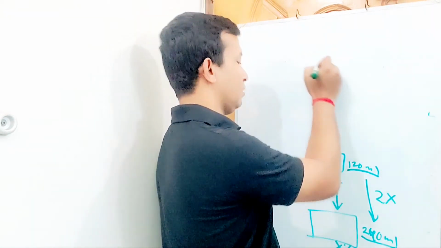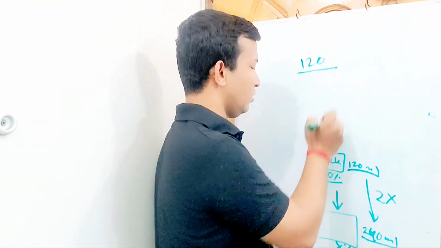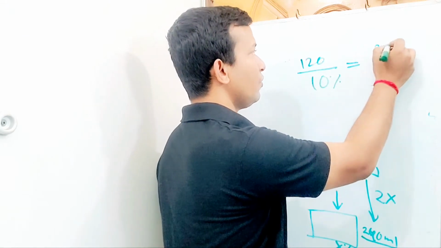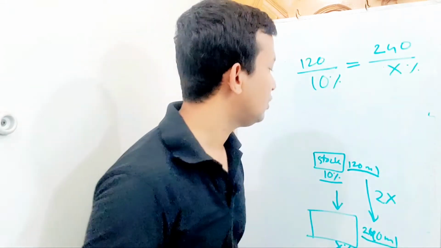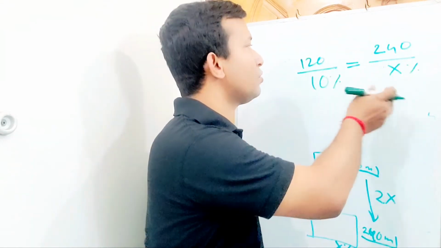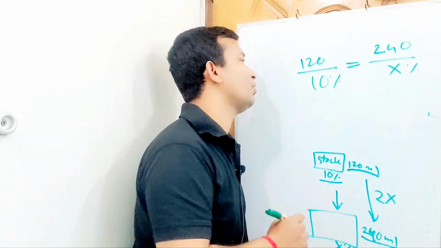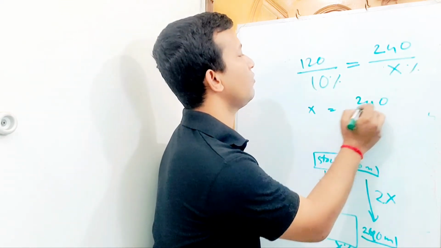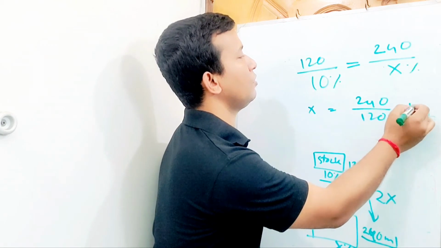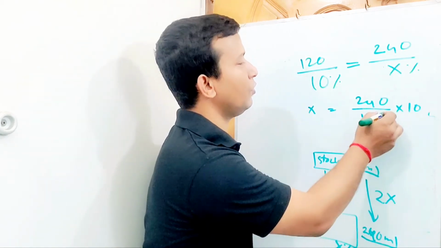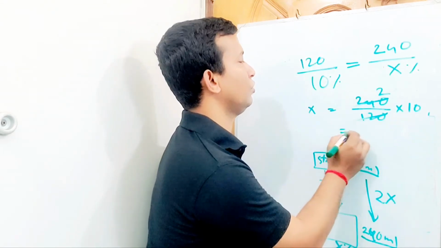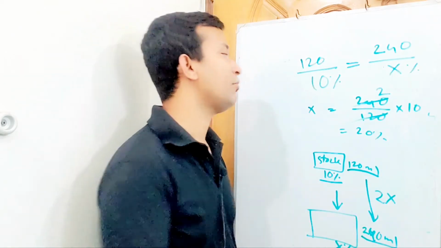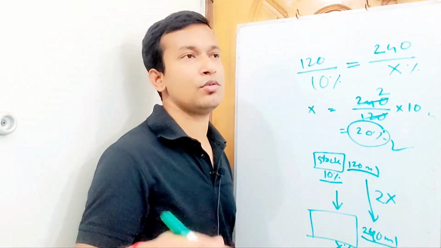So the wrong way is 120 ml, 10%, equals 240 ml, X%. So this is a ratio, and you are relating these two ratios, but not inversely. That's why you're going to have a very big problem here. So X equals what? 240 divided by 120 into 10%. 20%. This is totally wrong, because you diluted the solution. It does not mean that you will have a double concentration. It will actually become half.